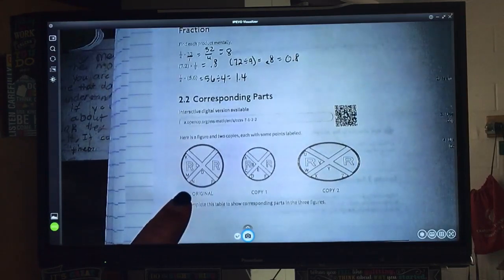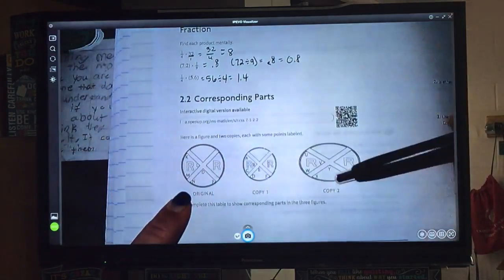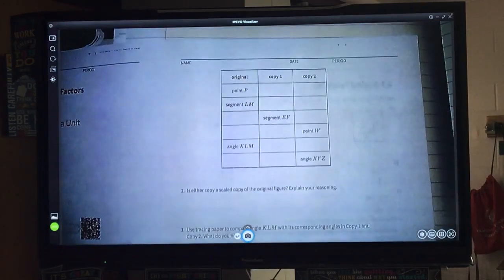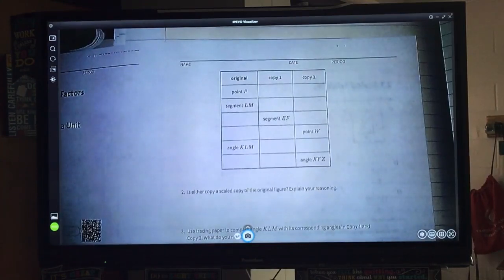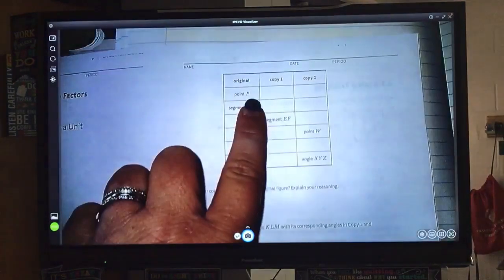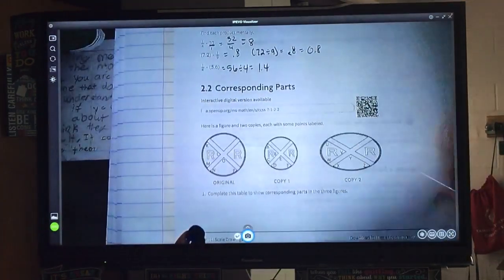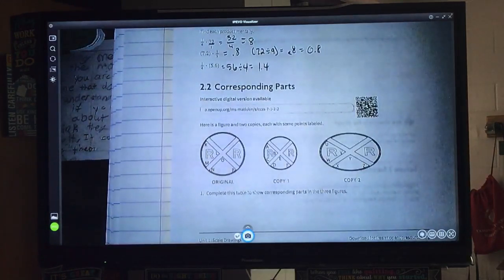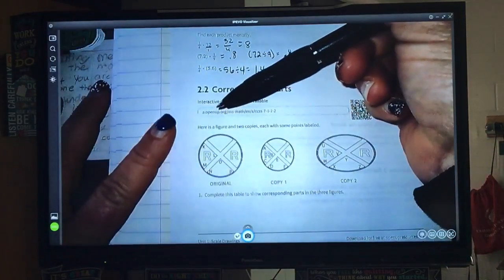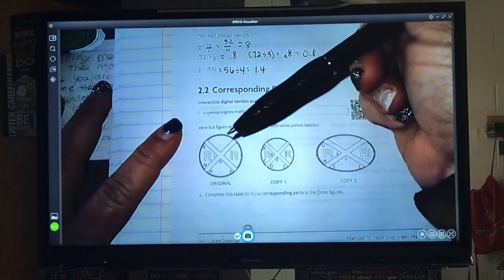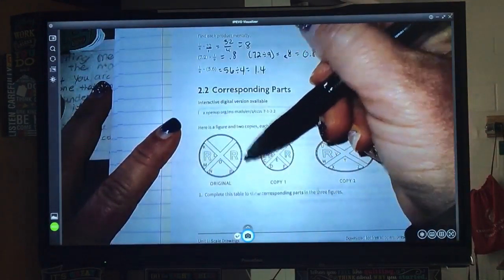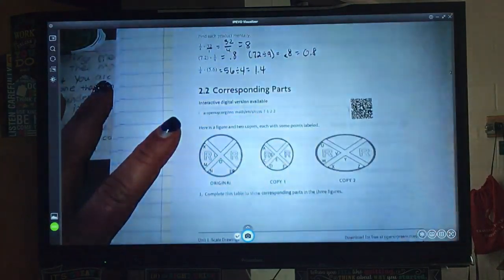So this is your original. Here's your copy number 1 and your copy number 2. Alright, so let's slide over to this table. So for copy number 1, we're looking for the original point P. So where's point P located on our original copy? Jackson? Point F. No, where's our original point? Tell me where, so that everybody can find it. On the original, on the bottom right. Right, so this technically right here is point P.